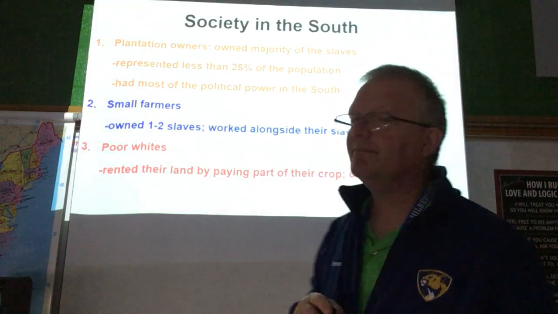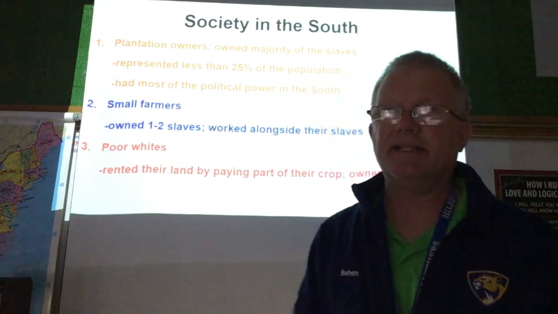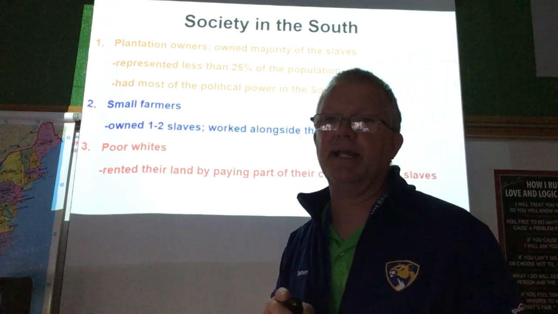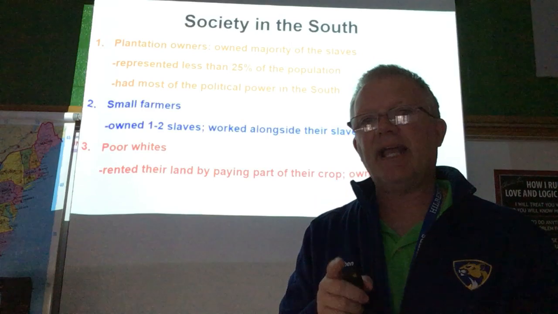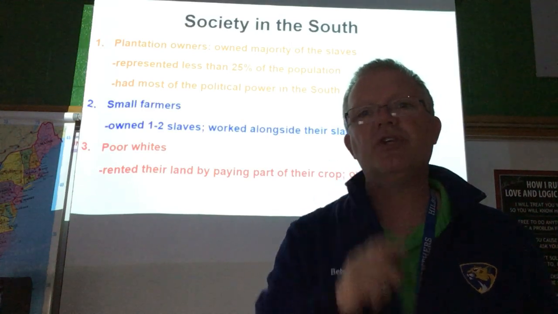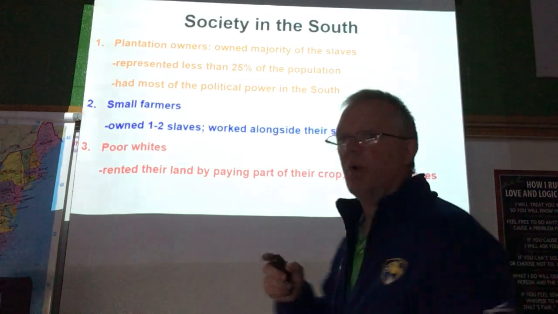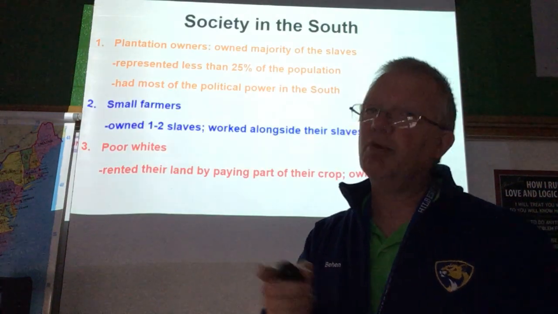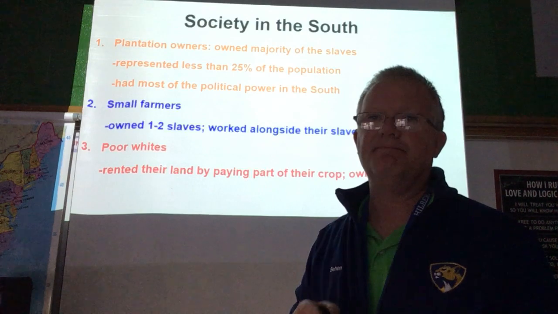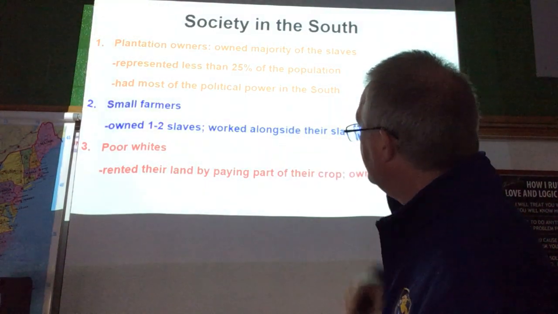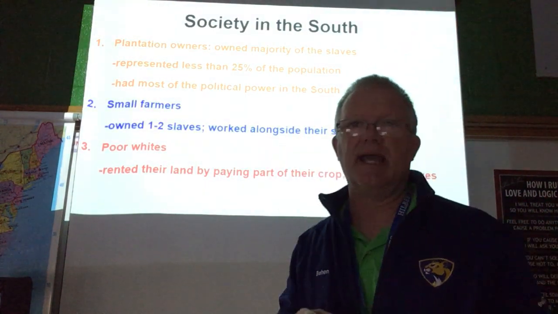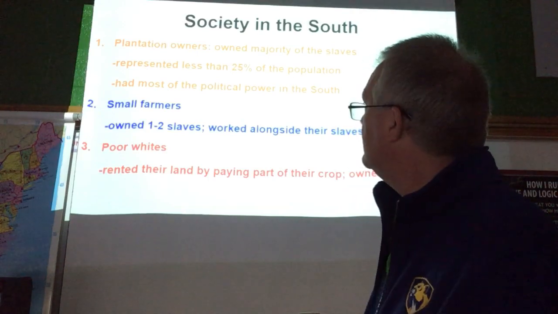Poor whites, they didn't own the land that they farmed. They rented their land, and chances are they had to pay for that land with a portion of the crops that they raised. They probably did not grow cotton. They wanted to grow cotton, but they were probably growing other things at the time. All right. So that's white society in the South.